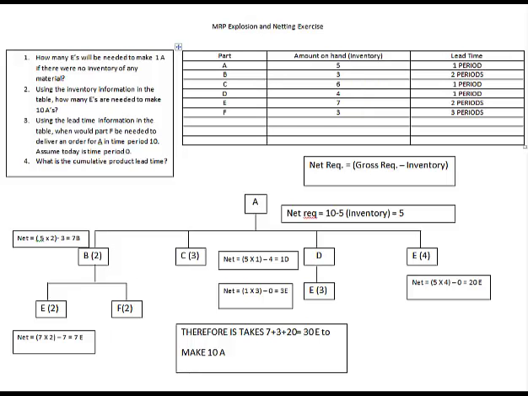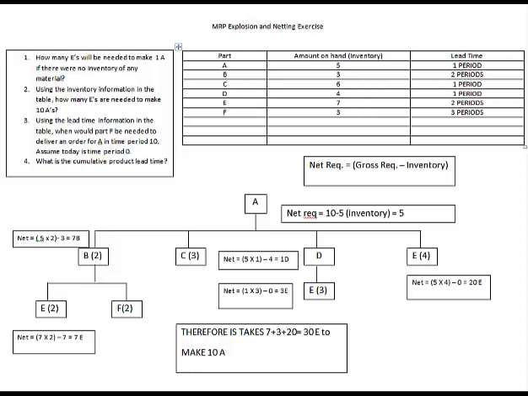So using that formula, we're going to start, as we always do with MRP Explosion, with the finished product, which is part A. So the question says, how many E's are needed to make 10 A's? So the 10 is going to be our gross requirement for A's.